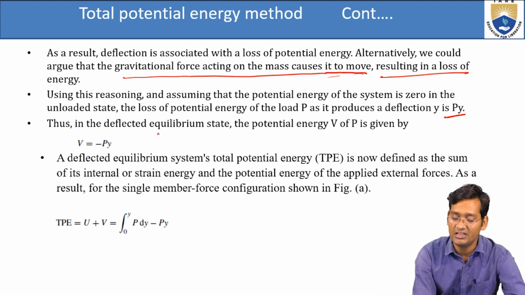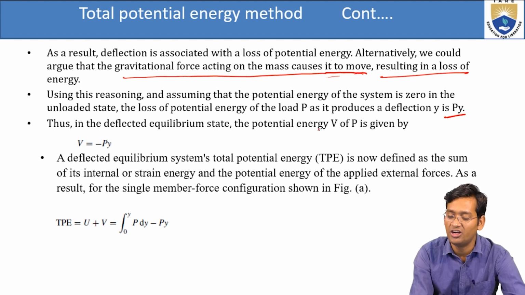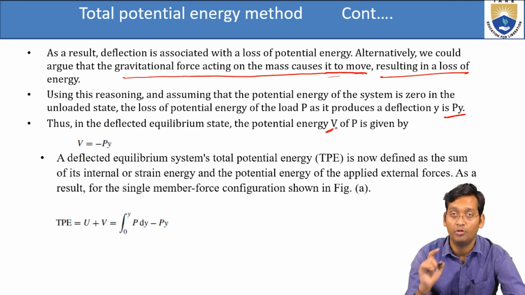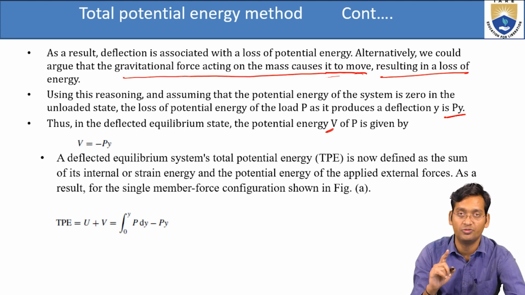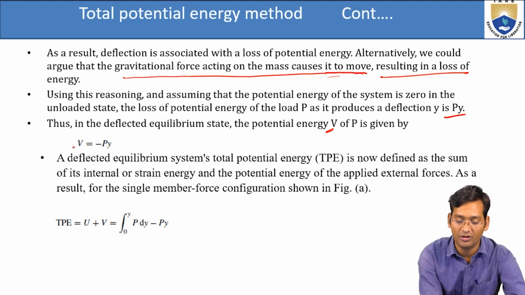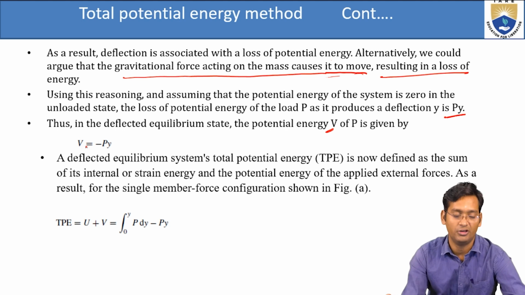Thus in the deflected equilibrium state, the potential energy V of the, so this V is what? Potential energy in the deflected state. U was what? Potential energy in the equilibrium or original state. Right? So in deflection what happened? This will decrease by Py. So that's why in the deflected equilibrium state, V will be equal to minus Py.